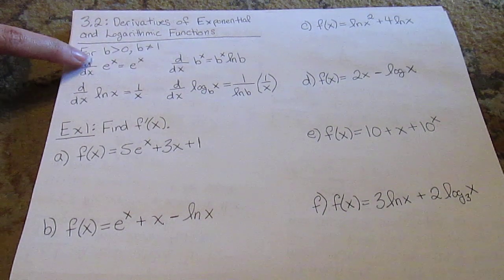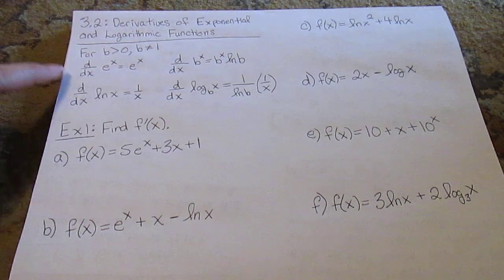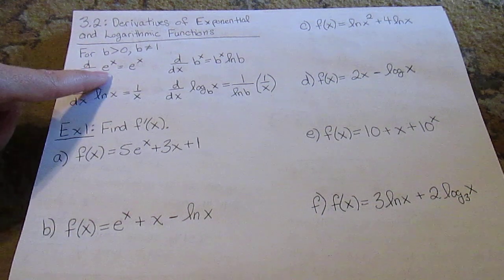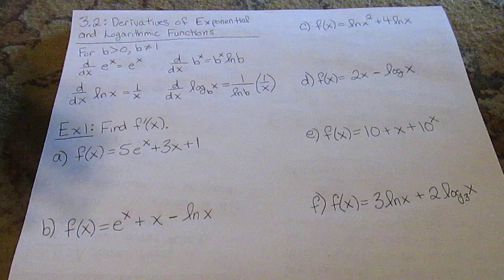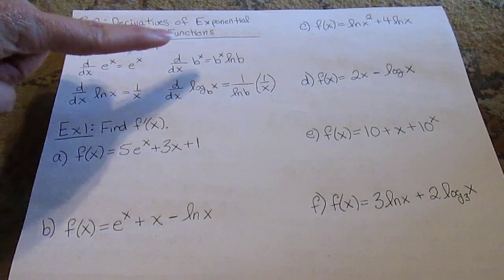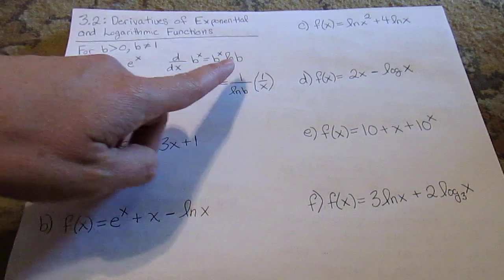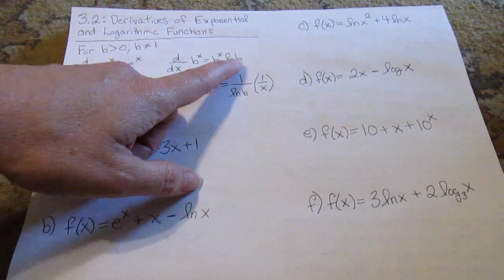Remember, this is just saying you're going to take the derivative of whatever they have next to it. So d over dx of e to the x. Well, the derivative of e to the x is e to the x, one of students' favorite derivatives. D over dx of b to the x. Well, it'll be b to the x, and then you'll take the natural log of b.